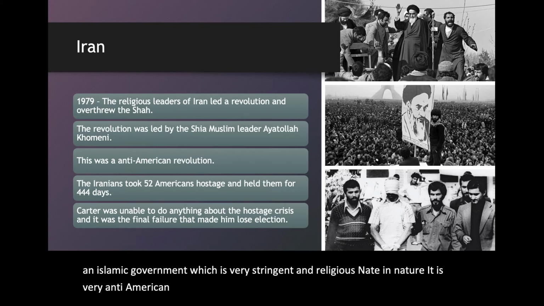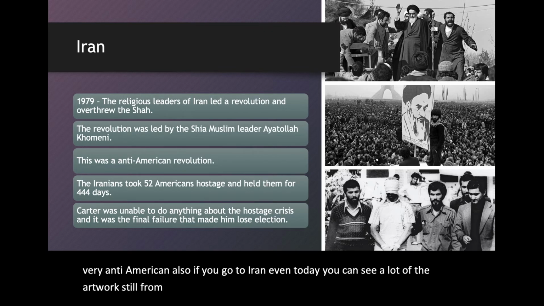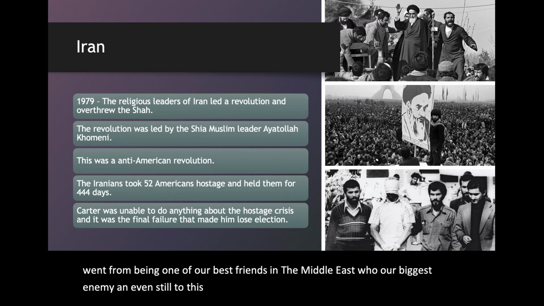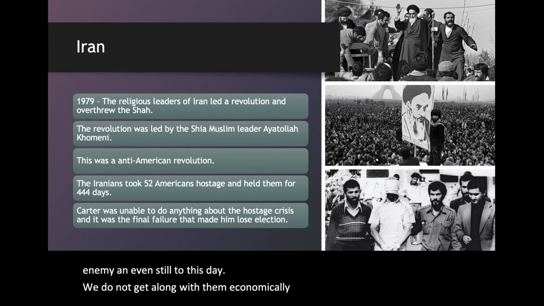If you go to Iran even today, you can see a lot of the artwork still from the Iranian Revolution that says "Death to America." Basically, Iran went from being one of our best friends in the Middle East to our biggest enemy. And even still to this day, we do not get along with them economically and politically. So they have a lot of problems with each other still to this day.